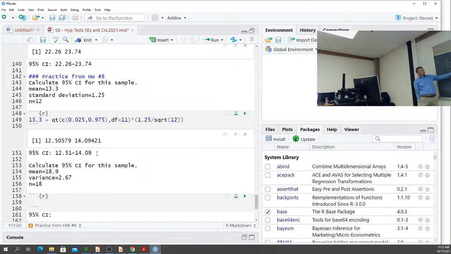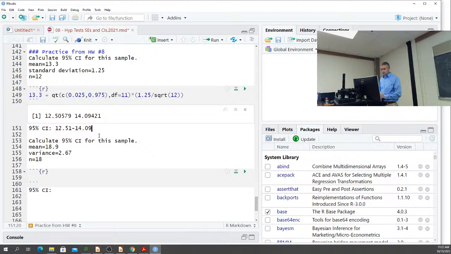So the second question is also a 95% confidence interval. Got a mean of 18.9, variance is 2.67, and a sample size of 18. So calculate the confidence interval.